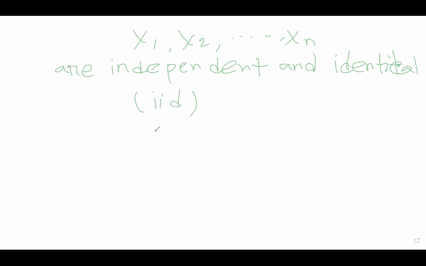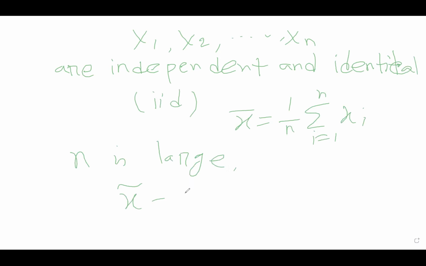So why do we need independent and identical for the sampling distribution? If x bar is our sample mean, then x bar is equal to 1 over n summation of xi, for i equal to 1 to n. So this is the definition of the sample mean. Now we need to find the distribution for x bar. We know that when n is large, x bar has a normal distribution. This is called the central limit theorem. This is the property of large samples.